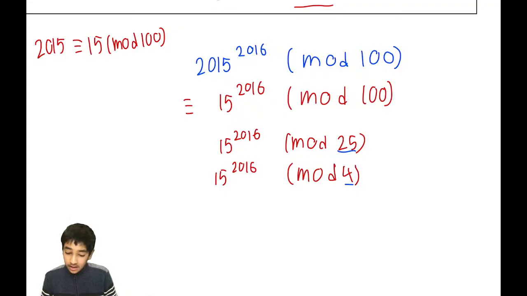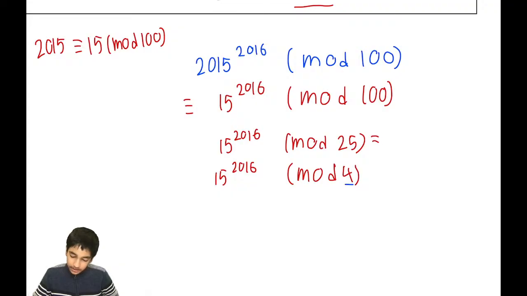So basically, let's say we had mod 9, but you cannot just split it up into mod 3 and mod 3, because 3 and 3 are not relatively prime. So that doesn't work. But if you had mod 10, you can split it up into 5 and 2, since 5 and 2 don't share any common factors. In this case, we can split 100 into 25 and 4, since 25 and 4 are relatively prime. So we're good here.